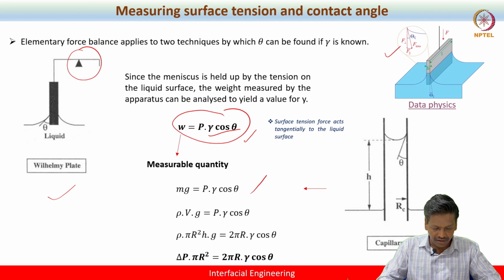You can see that we can break this mass into gravity, this equation, mass into gravity into rho Vg. In this case, we know the volume of the capillary tube, which is nothing but pi r squared h. We know the perimeter because the surface tension acts on the circumference, which is nothing but 2 pi r. So that is the difference here as compared to the Wilhelmy plate.